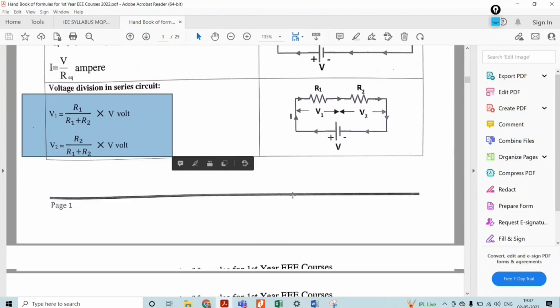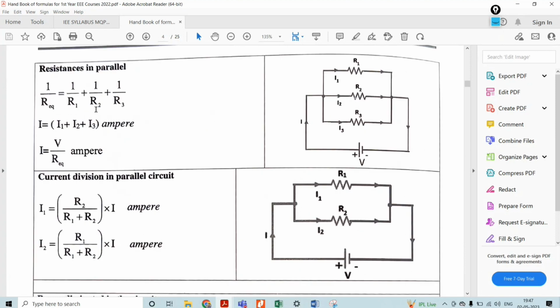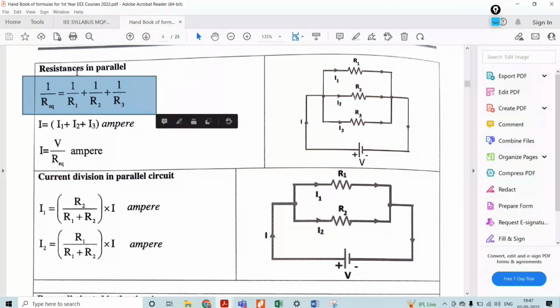Next, with respect to parallel circuit analysis, the reciprocal of the effective resistance of resistances connected in parallel is equal to the sum of the reciprocals of the individual resistances. That will be represented here: 1 by R eq is equal to 1 by R1 plus 1 by R2 plus 1 by R3.